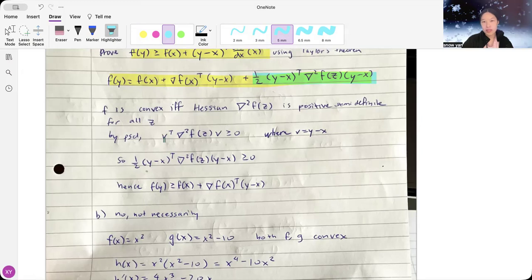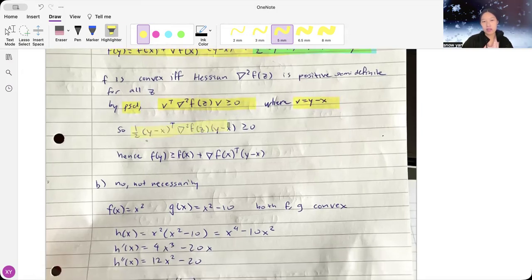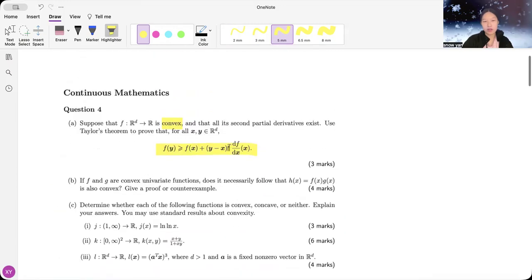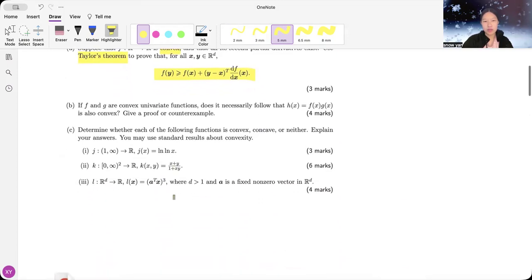By positive semi-definite, we have something of the form v transpose times the Hessian times v is greater than or equal to zero. This is just the definition of positive semi-definite. In this scenario, we just have v equal to y minus x as the vector. Hence we can show that the second term is greater than or equal to zero, so the inequality holds. So A is very straightforward, because the form is the same and it tells you to use Taylor's theorem, so there's not much to do.